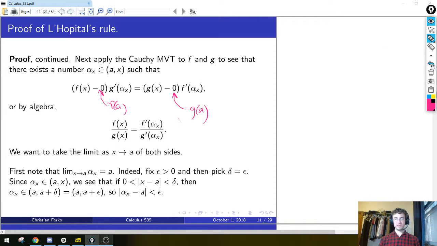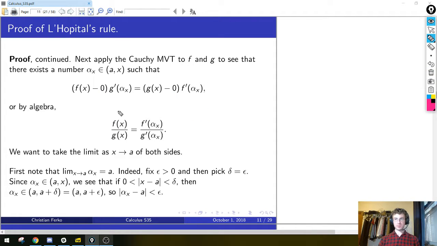But the Cauchy mean value theorem guarantees that there exists some number which I'm going to call alpha sub x, because this depends on the interval that we've fixed from a to x. So this is what I was calling c before. But anyway, it tells us there exists a number alpha sub x with the property that f of x times g prime at alpha sub x is the same as g of x times f prime at alpha sub x. It's just the statement of the Cauchy mean value theorem. So this is great because by algebra, now we can just divide and find that this equation implies, dividing by g, f over g is the same as f prime at alpha sub x over g prime at alpha sub x.